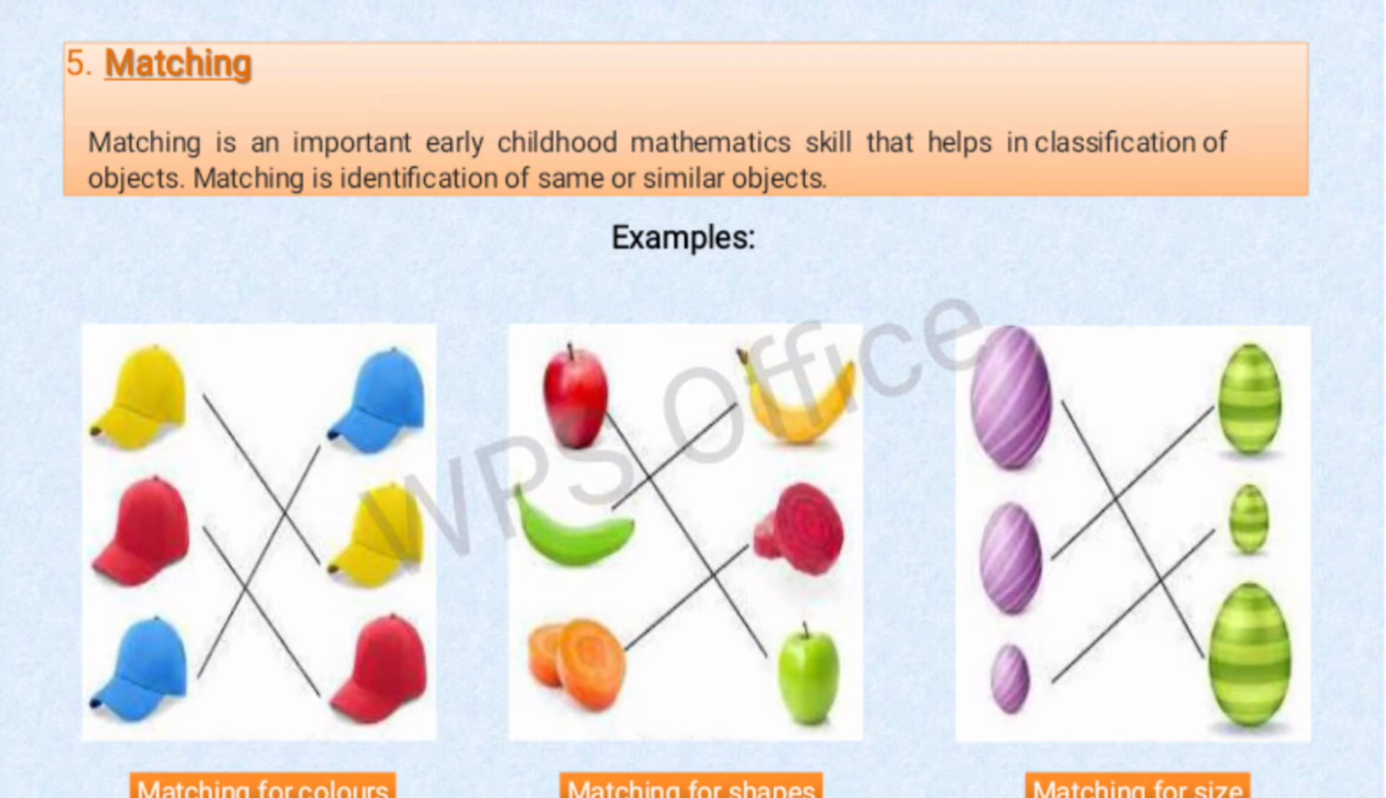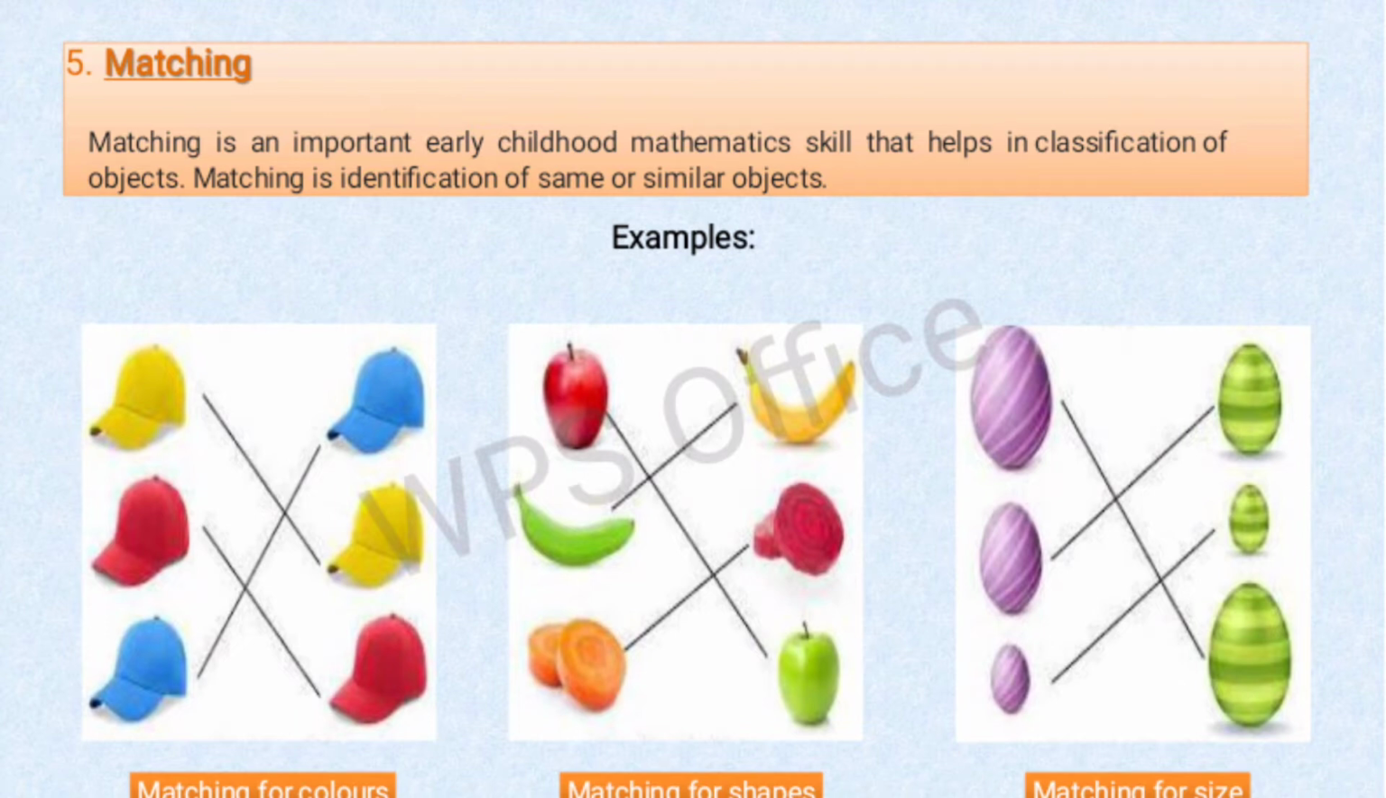In the first picture, we can see that we have matched for colors. Yellow is matched with yellow color, red is matched with red color, and the blue color cap is matched with blue color cap. Let's see the second example. In the second example, we can clearly see that we have matched the shapes. The apple shape is matched with the apple one, banana shape is matched with the banana, and the circle shape is matched with the circle.